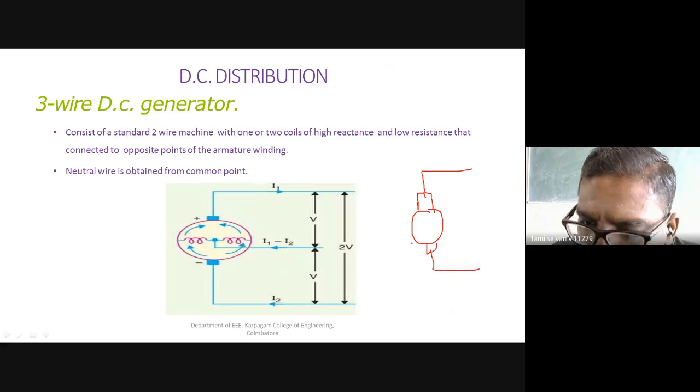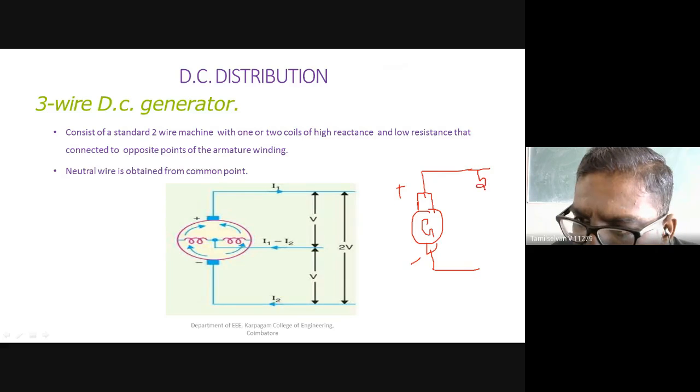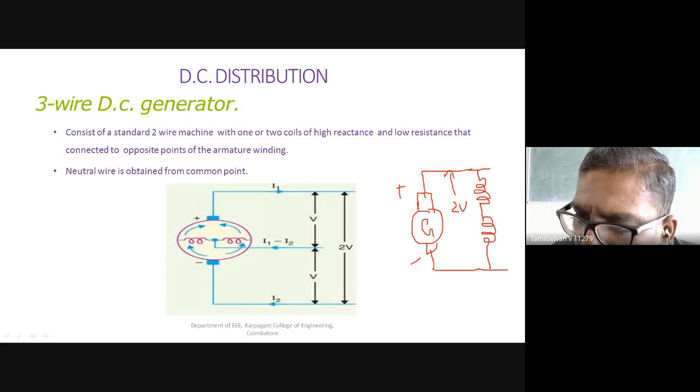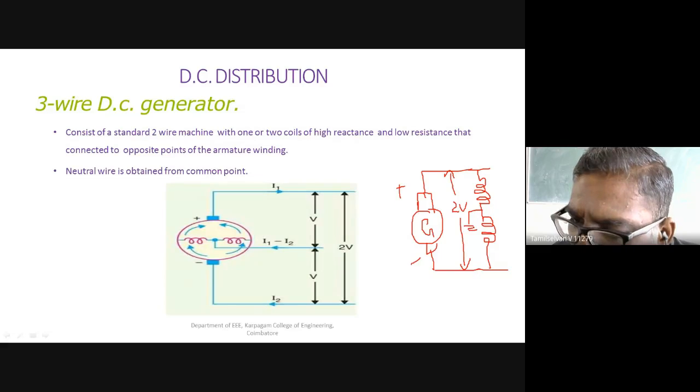Tappings will be there. This is going to be our generator, this is the positive and this is our negative. We will have a balancer like this. Here the voltage will be 2V at this point. Here this is going to be grounded. From this point we can take out voltages.